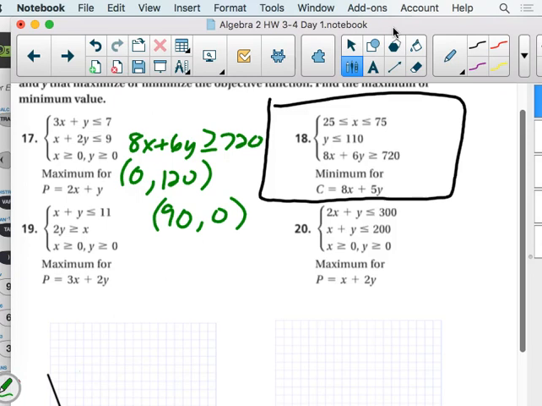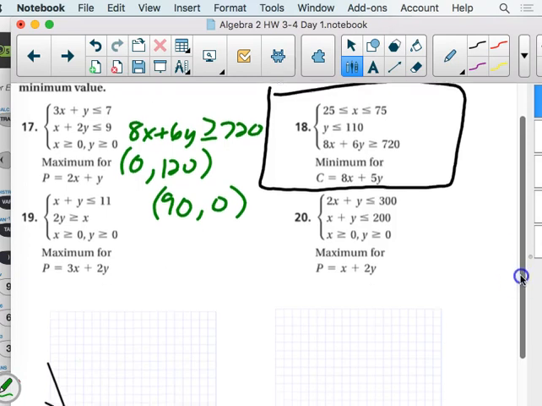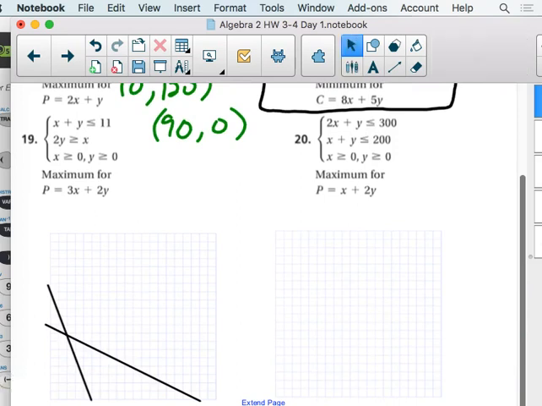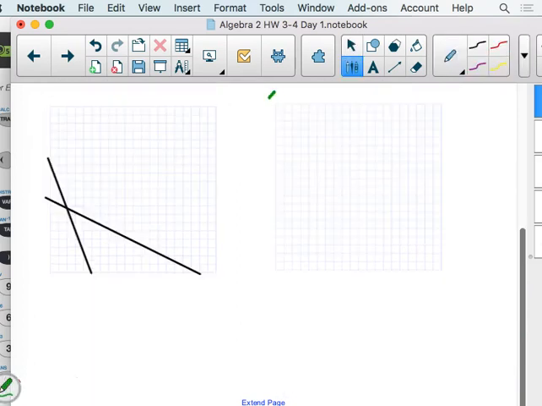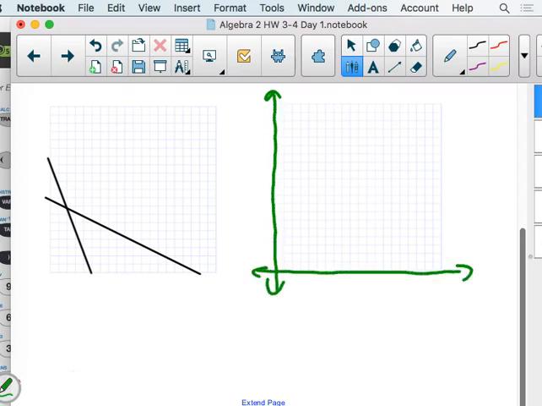So my x's have to go up to 90. My y's have to go to 110. And my little grid is 20 by 20. So it sounds like I better do 200 by 200. So 10, 20, 40, 60, 80, 100, 20, 40, 60, 80, 200. Same thing on both sides.